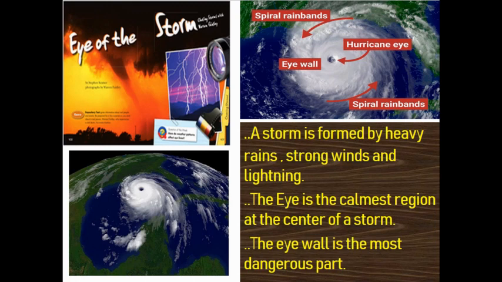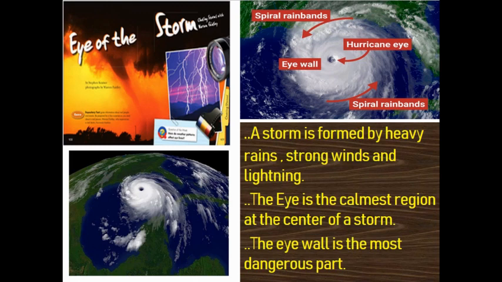Now here we're going to get into discussing our story, Eye of the Storm. Now from the title itself, you have the word eye. Now in hurricanes, in tornadoes, in a storm, as you can see from that picture, you have what you call the eye. For example, the hurricane eye, this is the calmest region at the center of a storm.